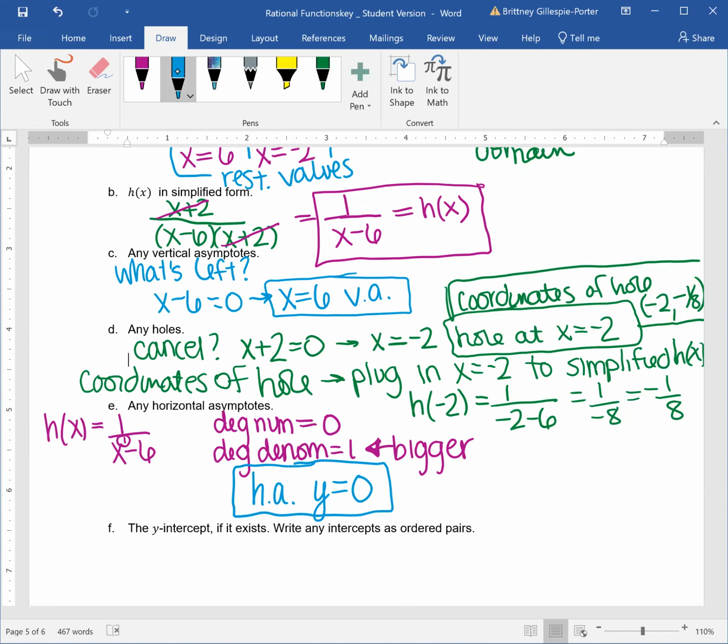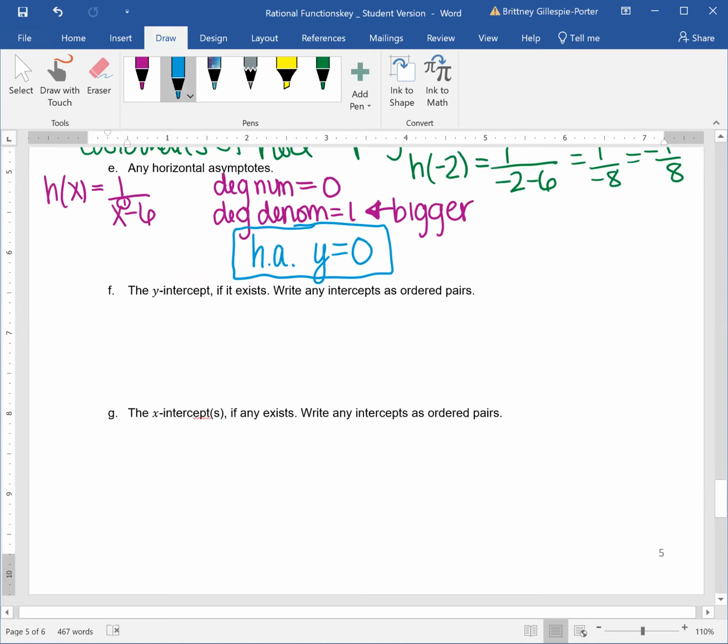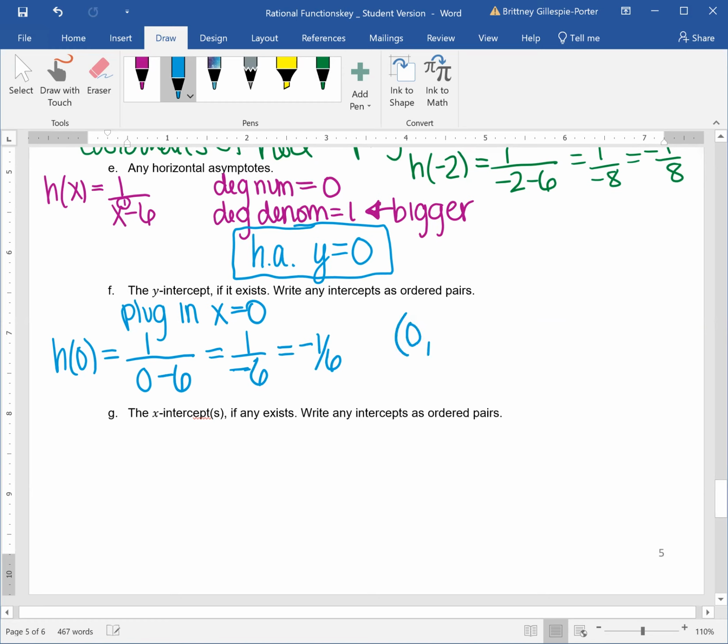Let's find some intercepts. The first one we're going to look at is our y-intercept, which means that we are going to plug in x equal to 0, and we're going to do that in our simplified version. So h of 0 is equal to 1 all over 0 minus 6. 1 all over negative 6 gets us negative 1/6. Our y-intercept is the ordered pair 0, since we plugged that in for x, negative 1/6.